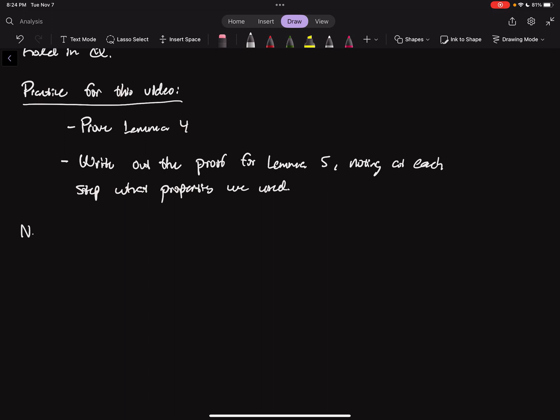And next time, so this time we thought about the algebraic properties of the rational numbers. Next time we'll think about the order properties, and we'll make those explicit. And then we will actually talk about how the algebraic and the ordering properties interact, and Q forms what is called an ordered field. Okay, so that's all for today.